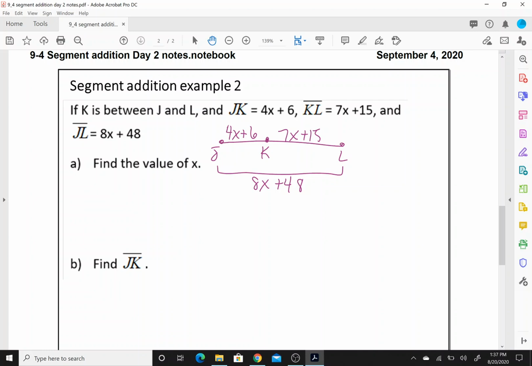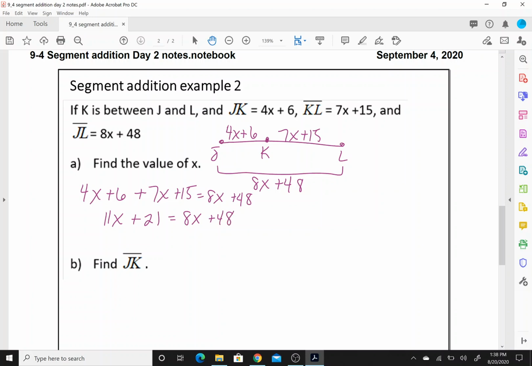Okay, you know what to do. You take the two pieces, add them together, it's going to be equal to the whole thing. So 4x plus 6 plus 7x plus 15 equals 8x plus 48. All right, now solve this equation. Combine like terms. 4x and 7x, that's 11x. 6 and 15, that's going to be 21. Then we have 8x plus 48.